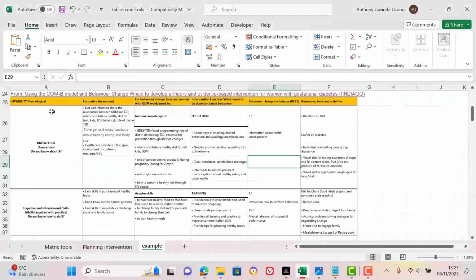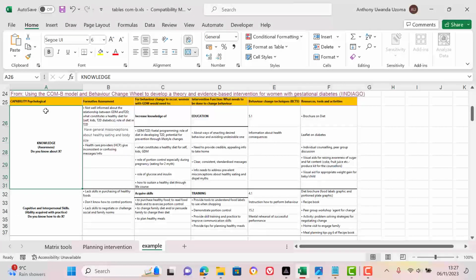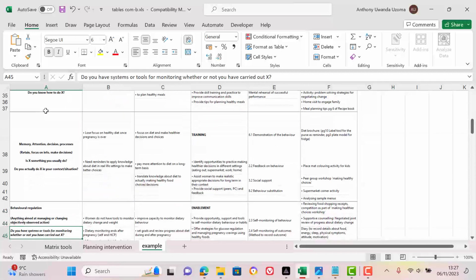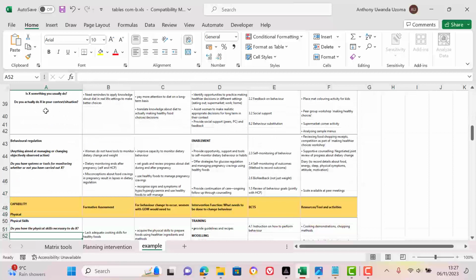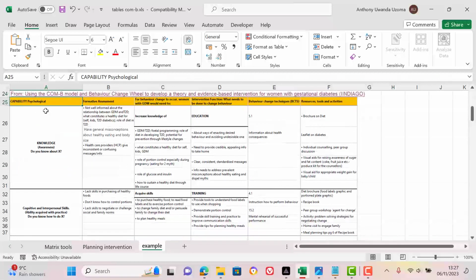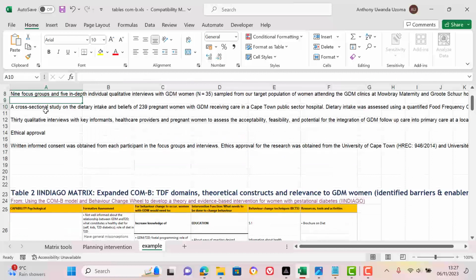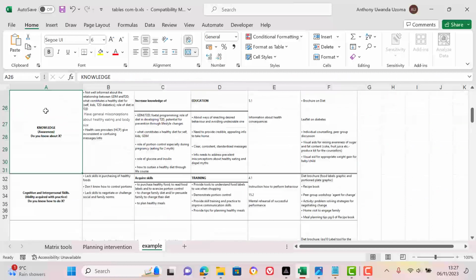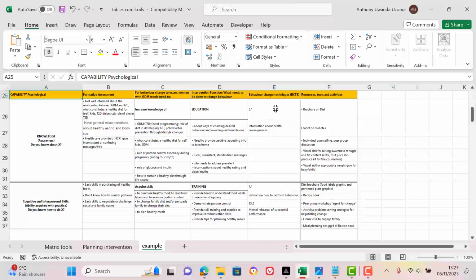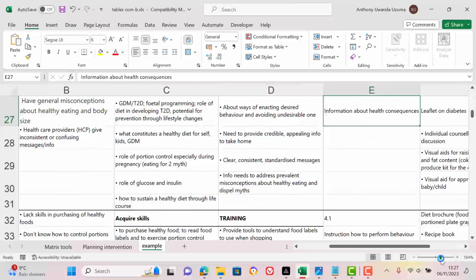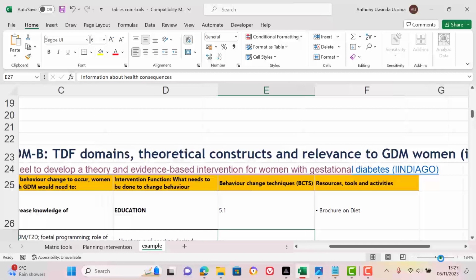They have identified the various challenges, the facilitators and barriers, and they broke them down using a combination of the COM-B model and the TDF framework. And then they were able to map that with the behavior change technique.